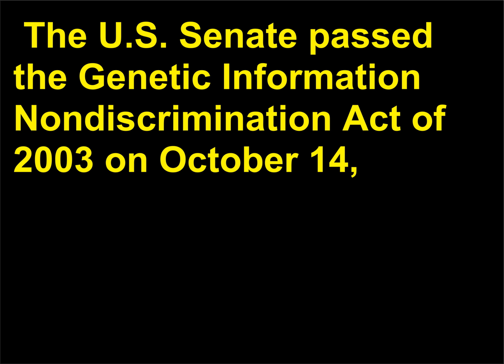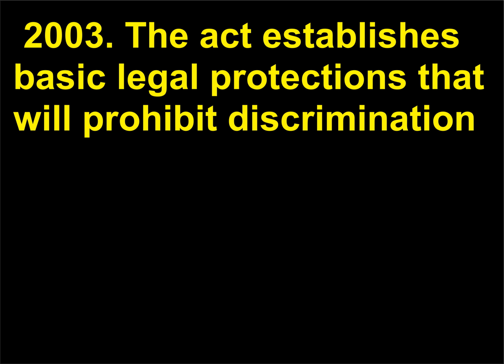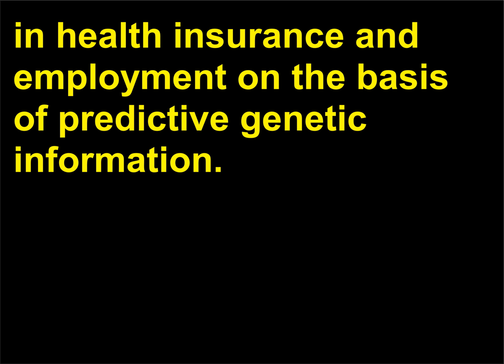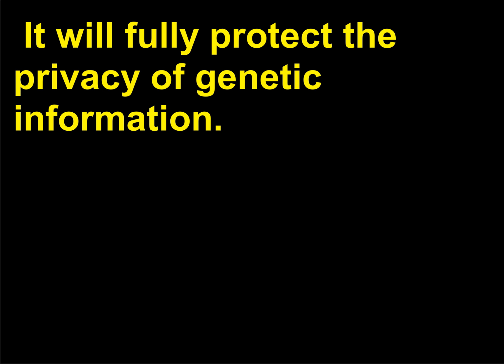The U.S. Senate passed the Genetic Information Non-Discrimination Act of 2003 on October 14, 2003. The Act establishes basic legal protections that will prohibit discrimination in health insurance and employment on the basis of predictive genetic information. It will fully protect the privacy of genetic information.